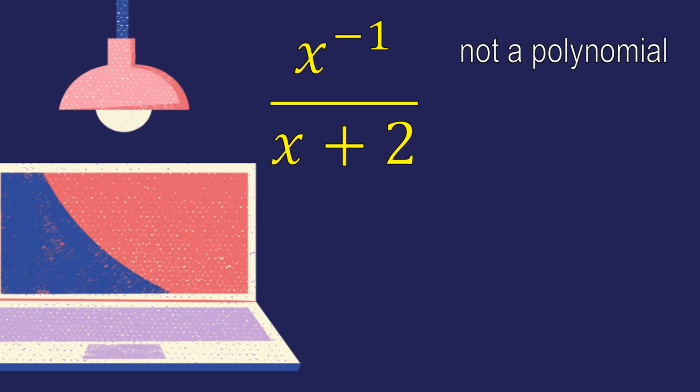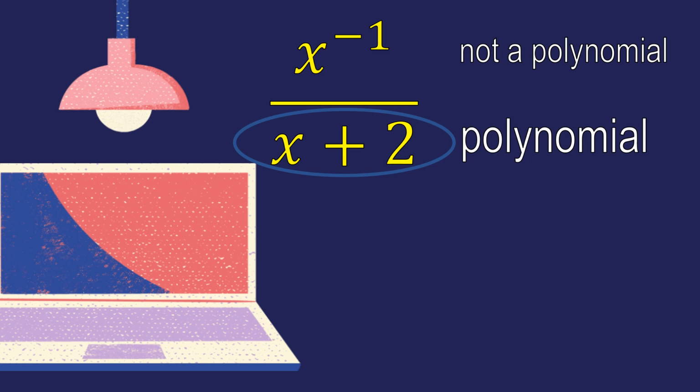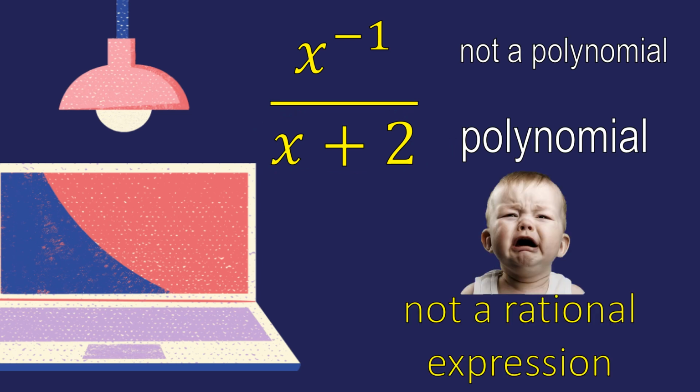For our third example, we have x raised to negative 1 all over the sum of x and 2. Our numerator x raised to negative 1 is not a polynomial, while our denominator, which is x plus 2, is a polynomial. Since our numerator is not a polynomial, we can now conclude that the given expression is not a rational expression.